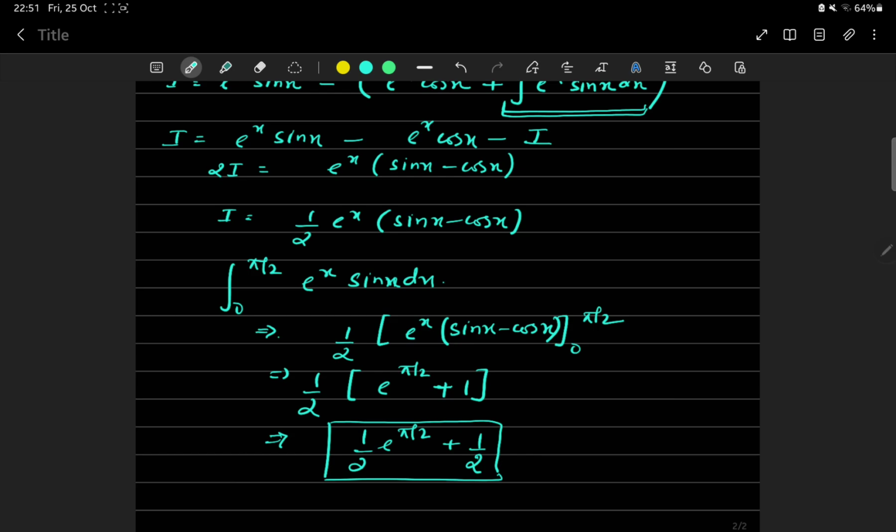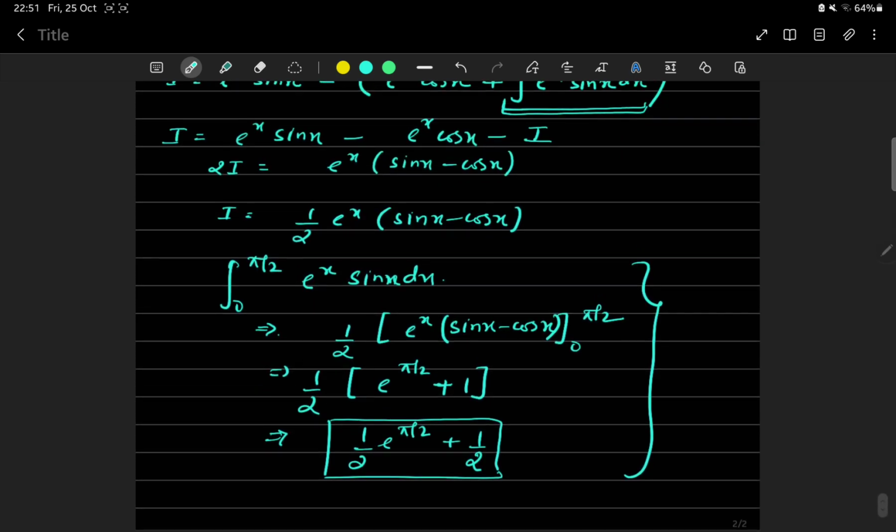Okay, in NCERT it is given as an indefinite integral, but in the board exam the examiners, the paper setters, always make some twists and turns in the question, so they have added this as a definite integral.